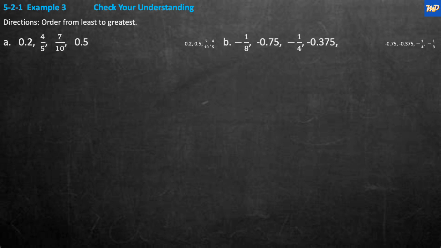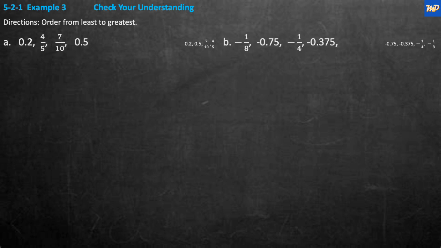Okay, example 3. Check your understanding. Order from least to greatest. Just like we did in the last slide, they want you to take these 4 fractions or decimals and put them in order from least to greatest. And this is a check your understanding, so why don't you go ahead and pause the video, try these on your own, and then when you come back, we'll do them together.